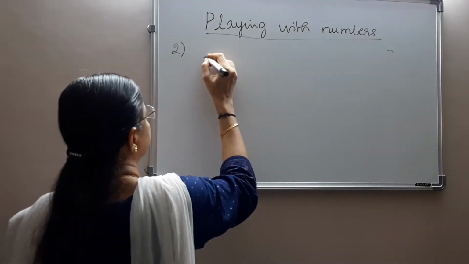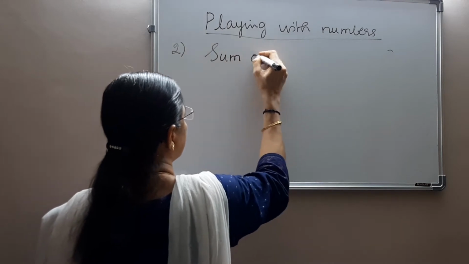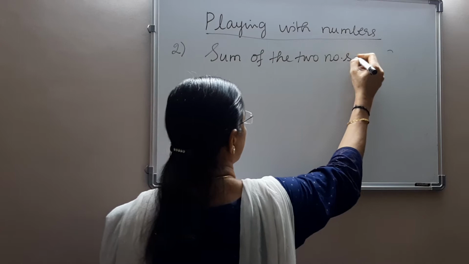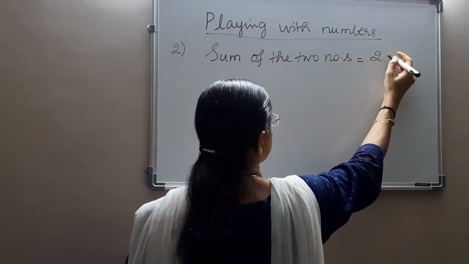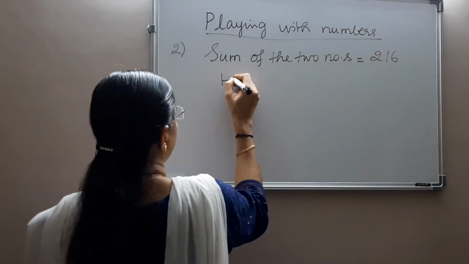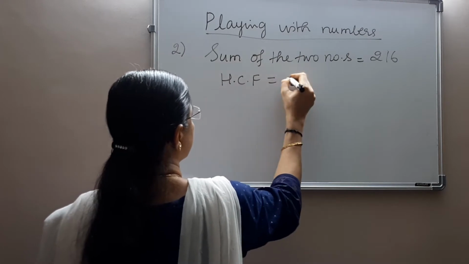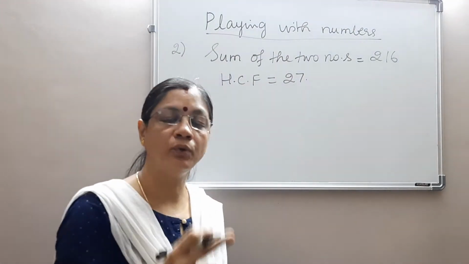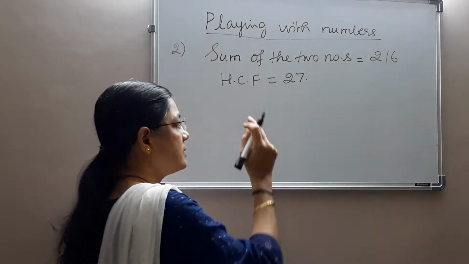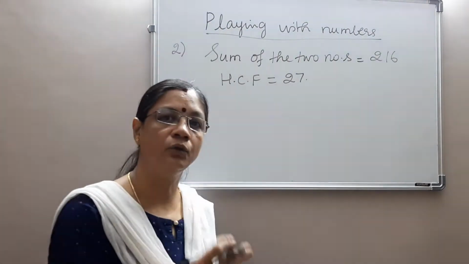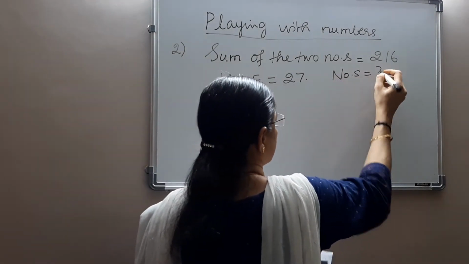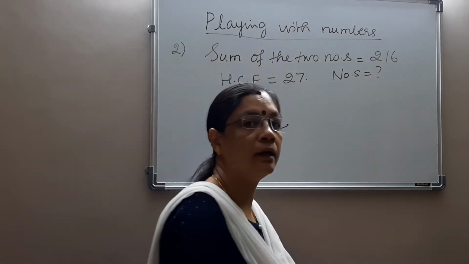that is if there are two numbers, like you have some two numbers and the sum of the two numbers is given. The sum of two numbers is 216, take, and the HCF is given to be 27. Okay, so here the sum of two numbers is given and HCF is given. You need to find the two numbers. So what are the numbers? So now we will find out the numbers.